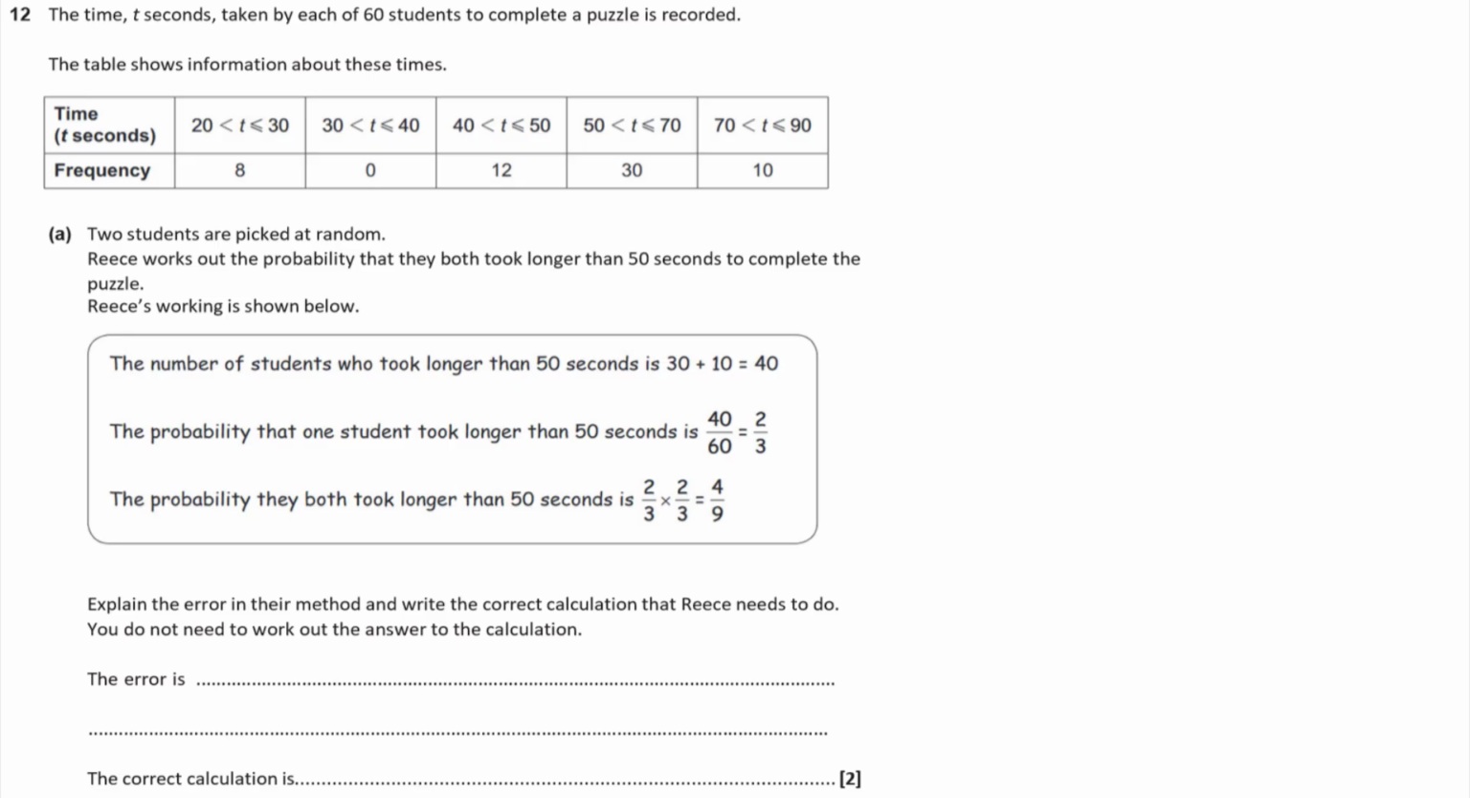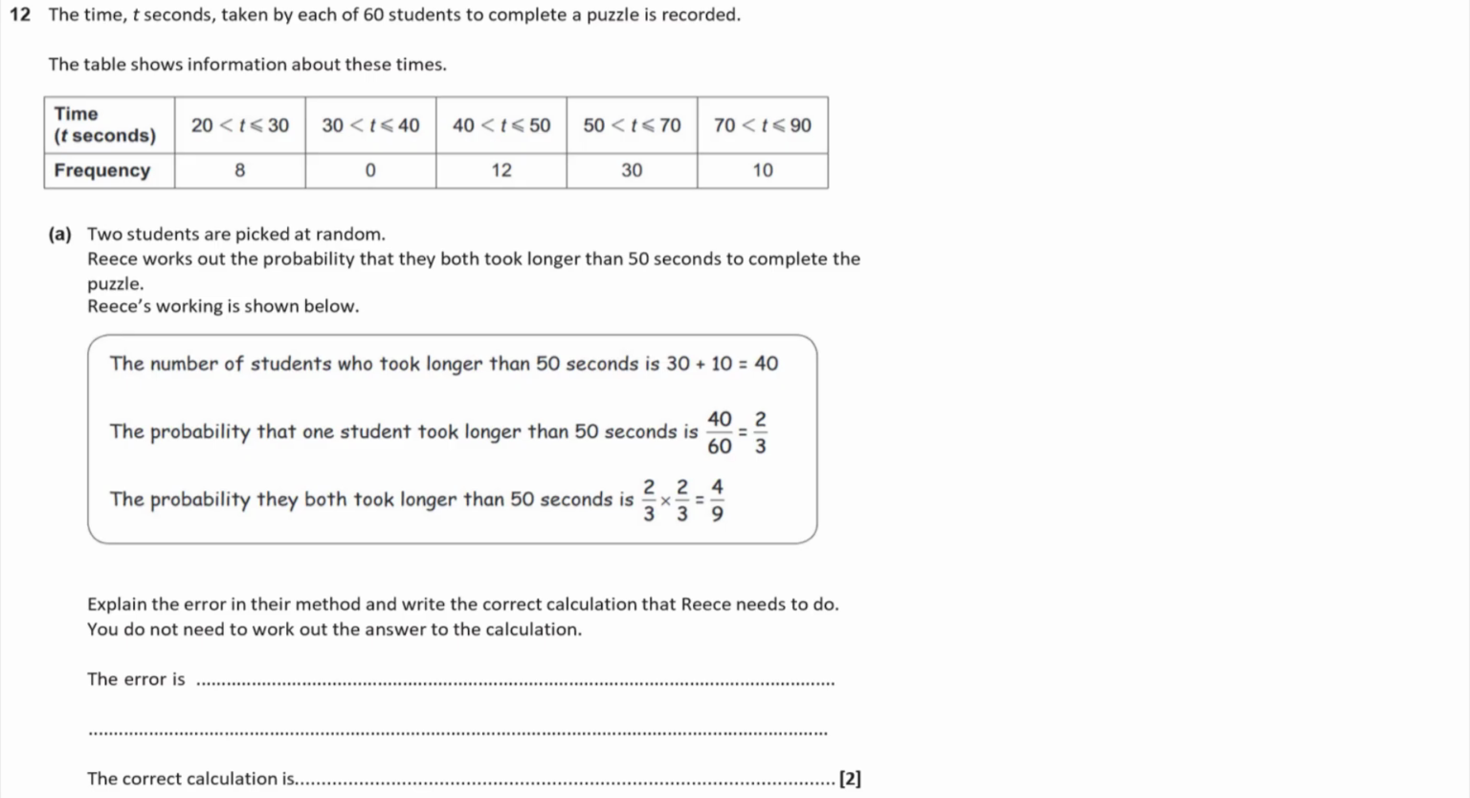Reese's working is shown below. The number of students who took longer than 50 seconds is 30 plus 10, which is 40. The probability that one student took longer than 50 seconds is going to be 40 out of 60, which is 2/3. So the probability that they both took longer than 50 seconds is 2/3 times 2/3, which is 4/9. Explain the error in their method and write the correct calculation that Reese needs to do. You do not need to work out the answer to your calculation.